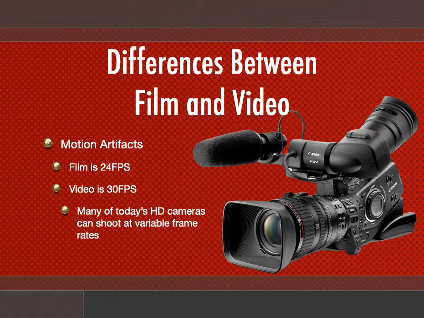But getting back to differences between film and video, if you want to make your video look more like film, then shoot at 24 frames per second.